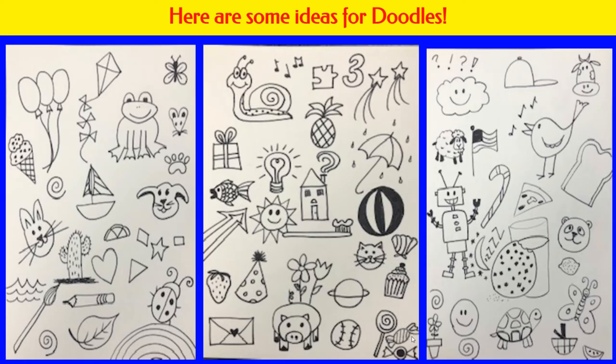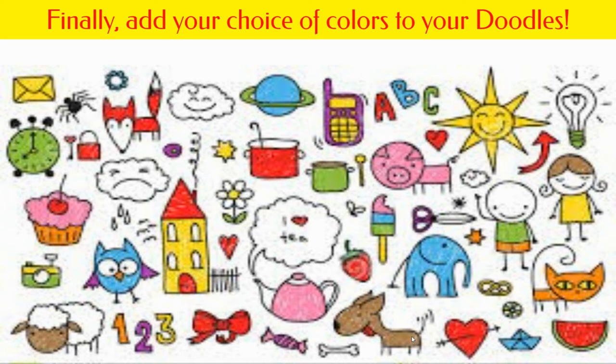So here's some ideas for doodles. We'll be thinking of things that we're all familiar with. Maybe you'll think of different creatures or insects. Maybe you'll think about the weather. Maybe you'll think about common things around the house, like a pencil, paintbrush, or toothbrush. Maybe you'll think about a party or a robot. After you've filled your whole paper with doodles, then you'll add your choice of colors to your artwork.